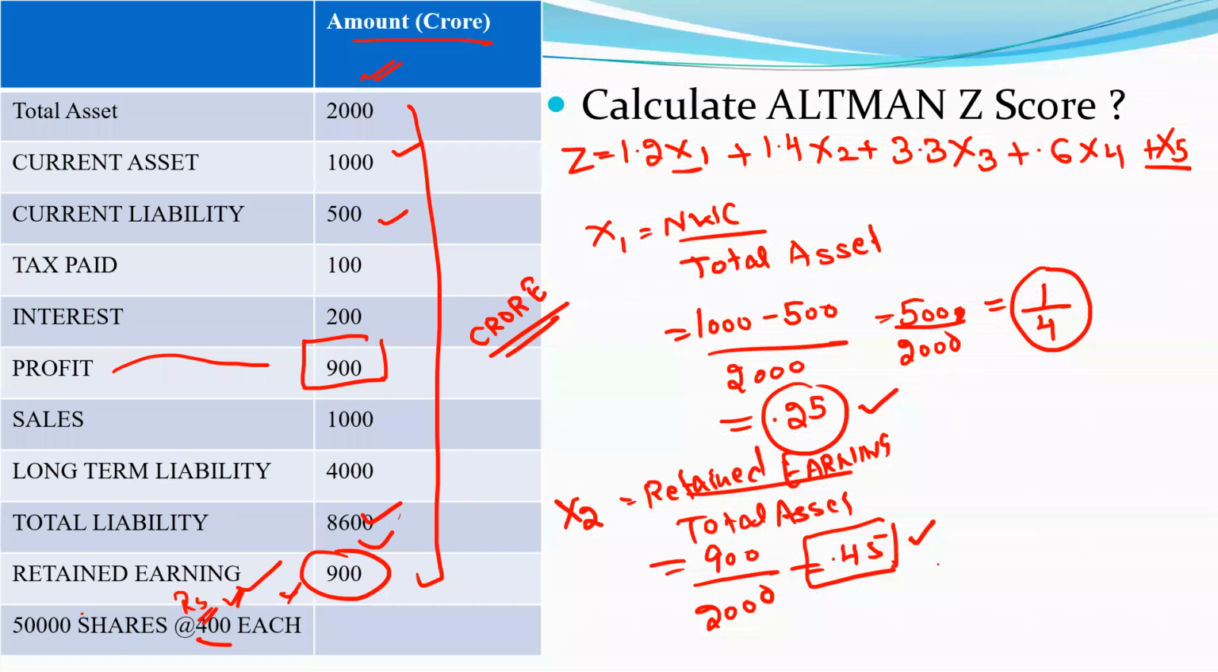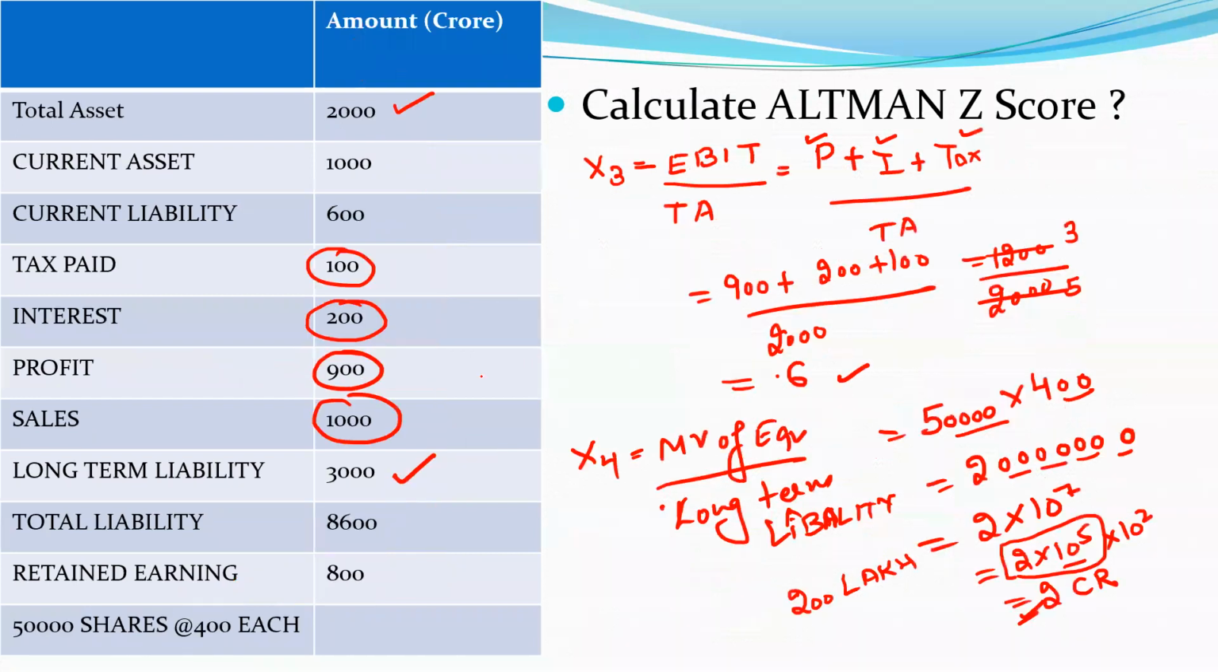So how can we calculate the total amount of the shares? 50,000 into 400 rupees, as one share is 400 rupees. So the total value of the shares available in the market is 2 crore. These are like long-term liability. Here basically 4,000 crore. Clear?